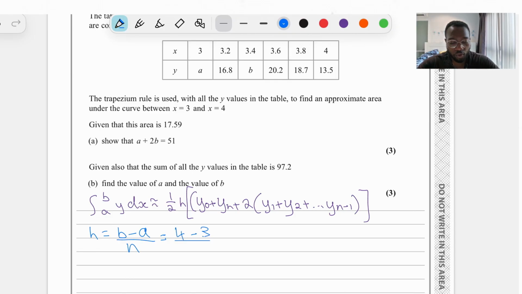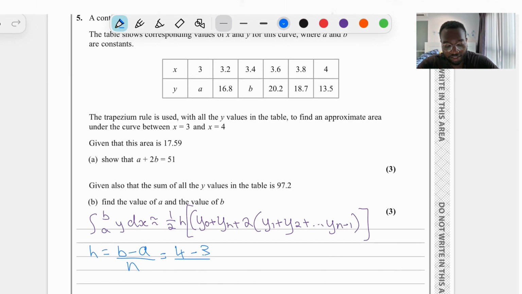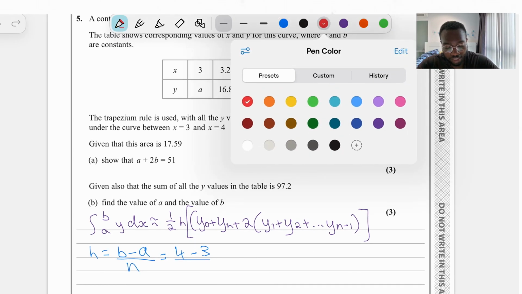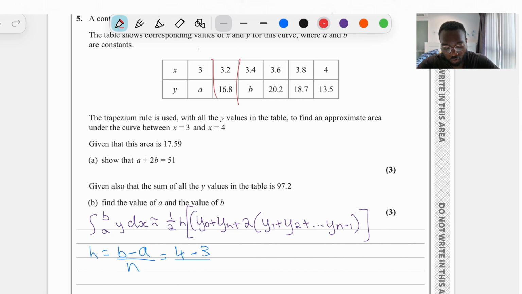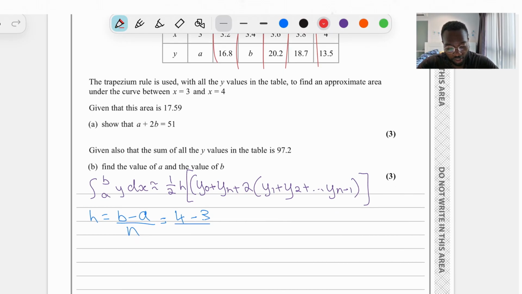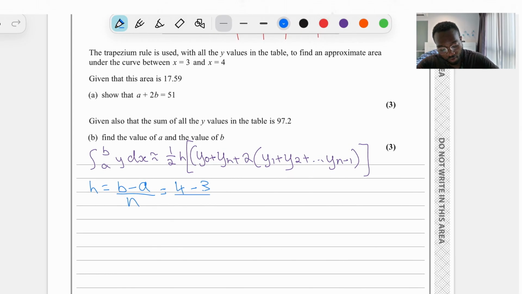And with n, be careful not to just put it as 6. It's the number of strips, so think of it as the in-between segments. So it's not just 6, it would be 1, 2, 3, 4, 5. Just remember that, don't put 6 down, it would be 5. We want the values in between, if that makes sense. So therefore it would be 5, and h is just going to be 1 over 5.